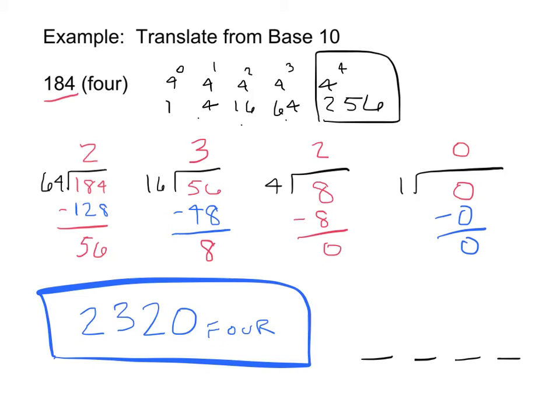Alright, we'll do another one, so if you want to pause after this, try your luck at this problem here, and pause it. Now we're going to take 1985 and convert that to base 7.